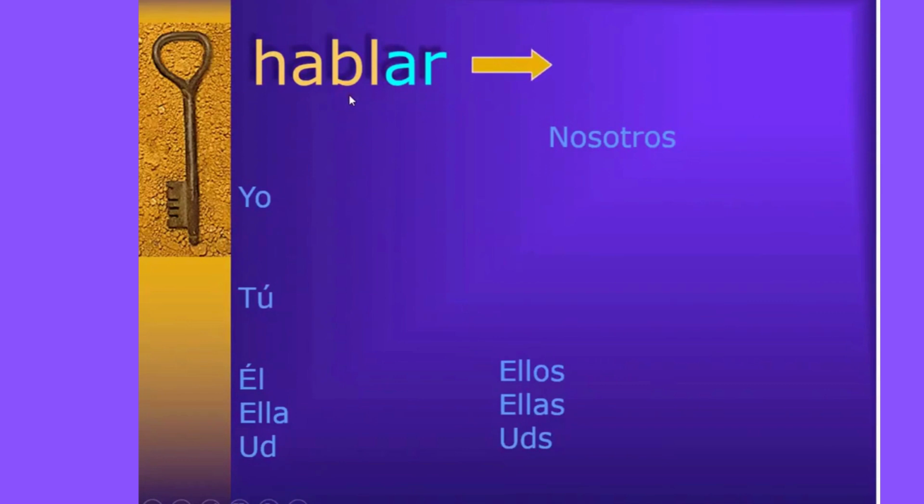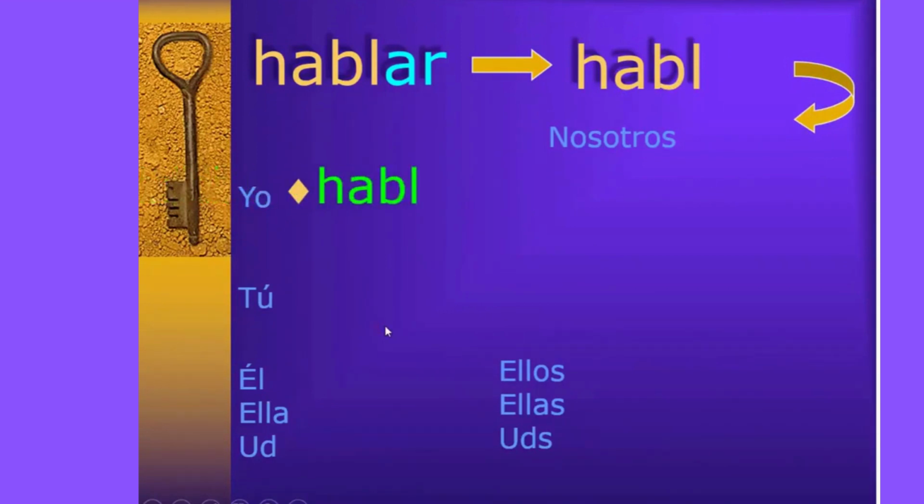So how do I conjugate hablar? Can I say "I to speak, you to speak"? No, I need to say "I speak, you speak, he speaks." How do I do that in Spanish? Well, the first thing you need to do is to get rid of the infinitive part, this AR part here. And you have only the stem of the verb, okay? So get rid of it. And then you're going to add this stem to all forms. Here we go.